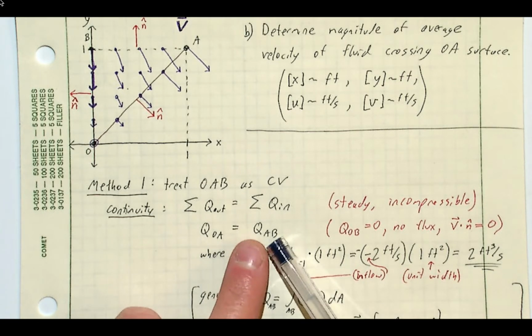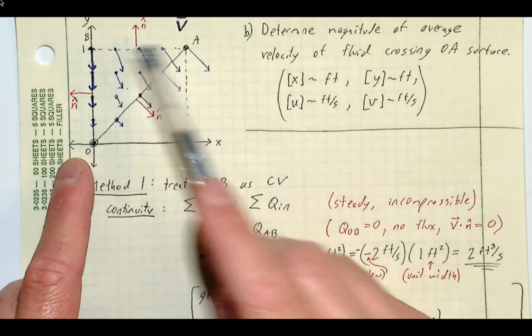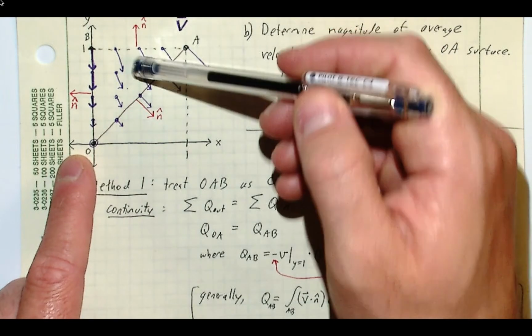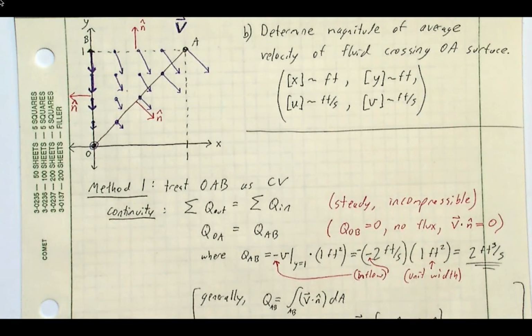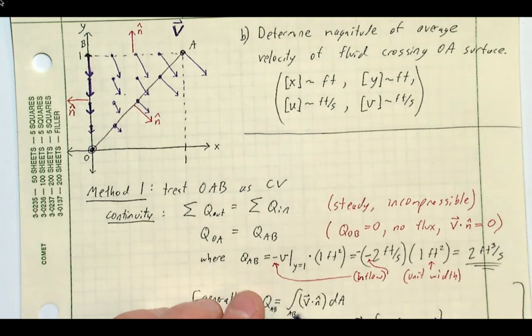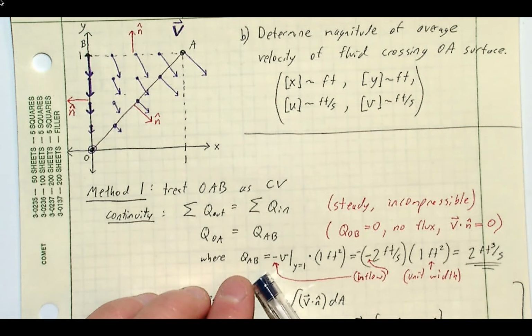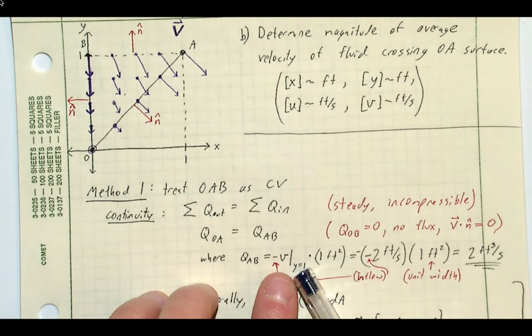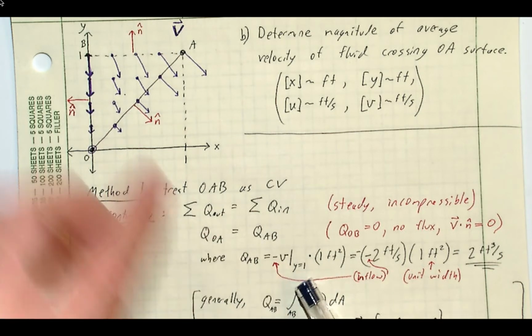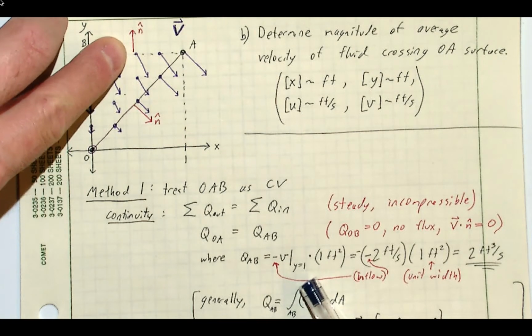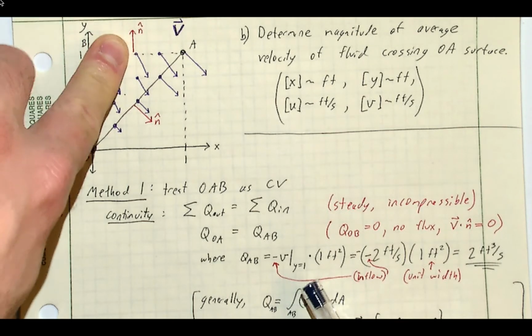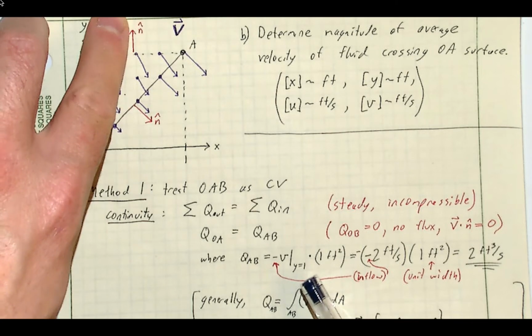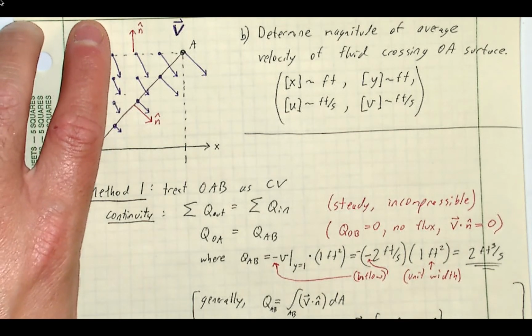So all we have to do then is calculate the volumetric flow between A and B, and we know that whatever comes in through A and B must leave through O and A, because this is a steady, incompressible system. Okay, well, we know that the volumetric flow between A and B is just going to be, if the vertical velocity is constant, we need to just take the component that is projected into the unit normal. The unit normal is now completely vertical, so all we have to consider is the vertical component.